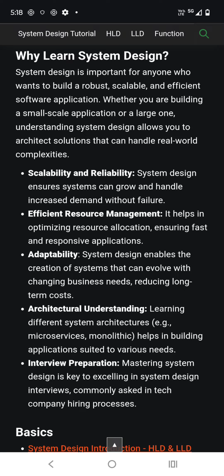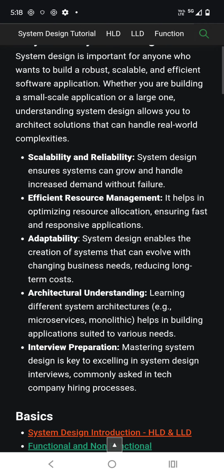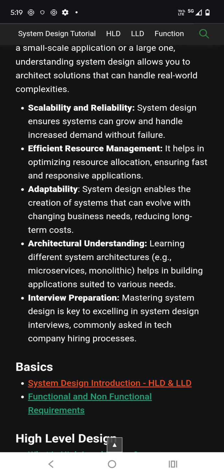At the same time, efficient resource management. Whenever we are building a system, we should make sure the efficient resource management should be there, right? And the system should be adaptable. In future, if business is going to change its needs, then the system should also evolve as per the business needs and requirements, right? By reducing long-term cost.